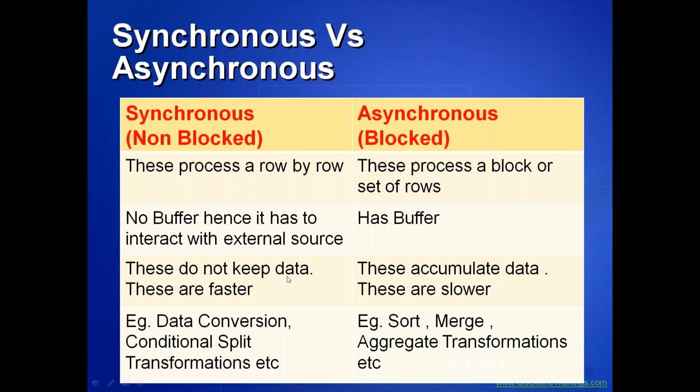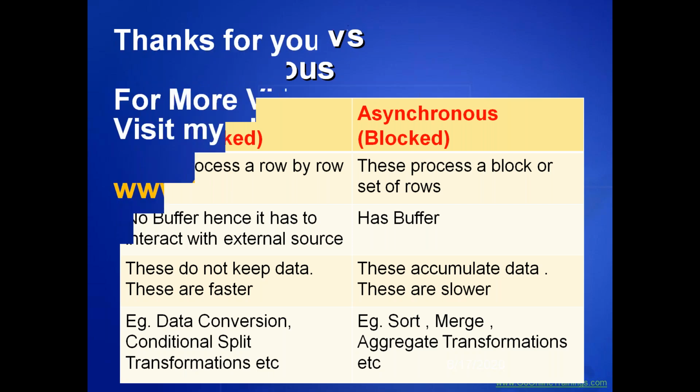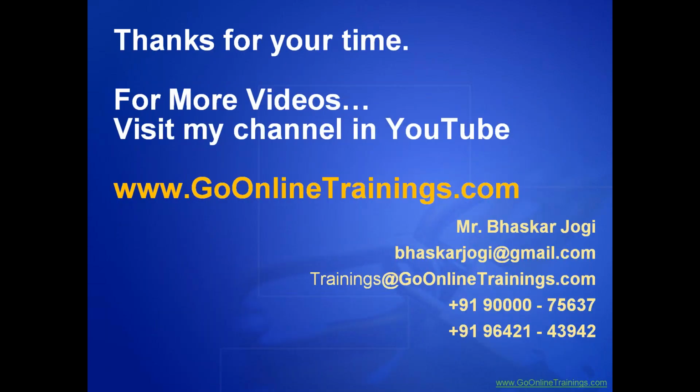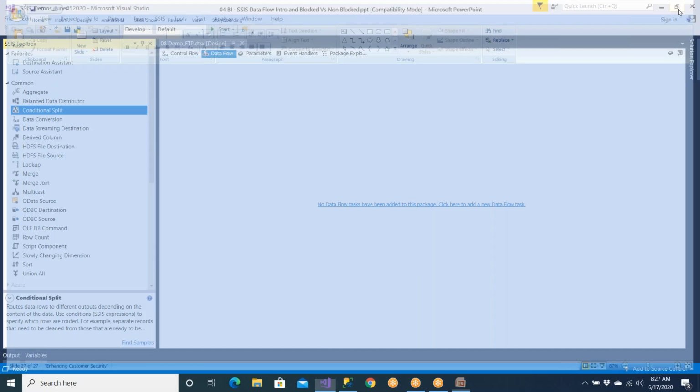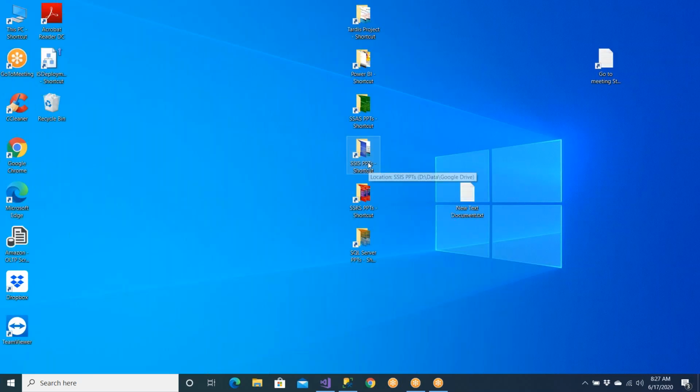These do not keep data anywhere. These are faster. These accumulate the data in the buffer or the RAM. These are very, very slow. Examples are data conversion and conditional split, which are synchronous. Sort, merge, and aggregate transformations are asynchronous, called blocking transformations. Clear? It's a very, very important interview question. Now, this is what we discussed. Now, let me talk about some more things.